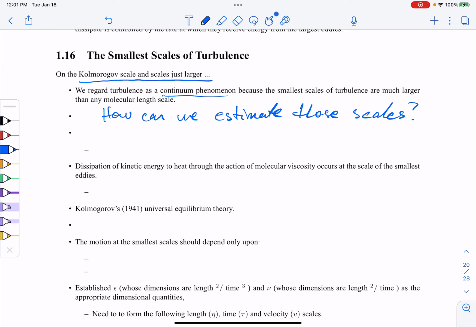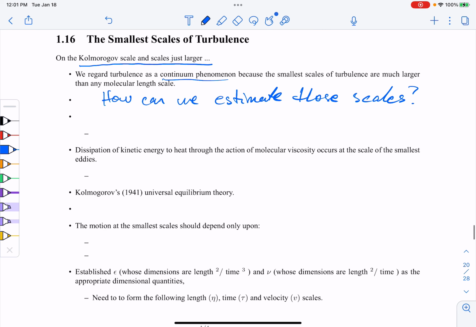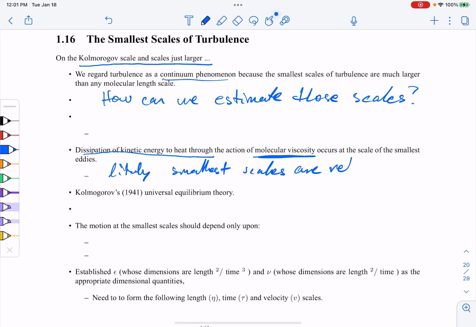So we need to consider how to do this scaling analysis, right? So we might say, and just note that the dissipation of kinetic energy to heat will be done through the action of molecular viscosity. And I mentioned before that's happening at the smallest scales of turbulence. So it's likely, and this is like a major postulate that turns out to be correct, that the smallest scales are relatively unaffected by the largest.